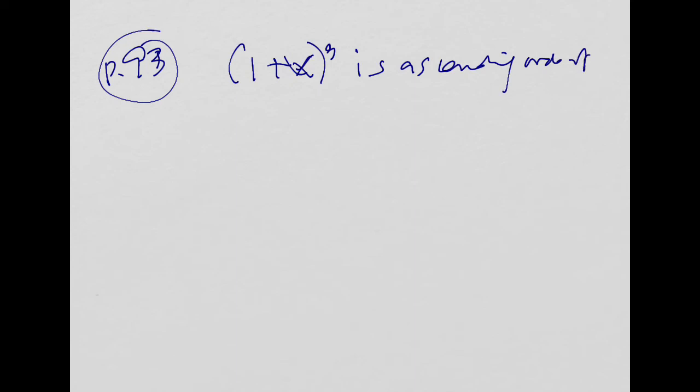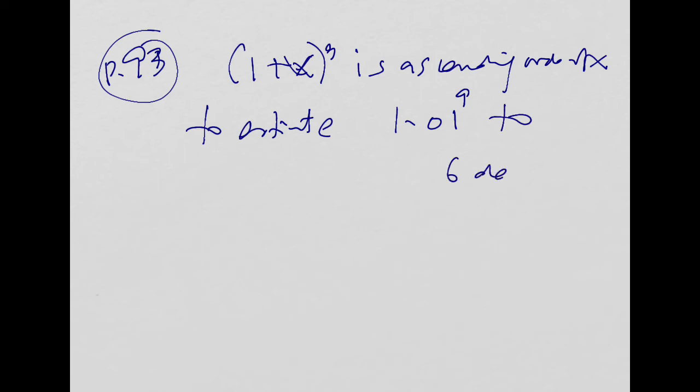Page 93, find the first four terms in the expansion of this in the ascending order. Use the result to estimate 1.01 to the power of 9. Okay, leave your answer to 6 decimal places.